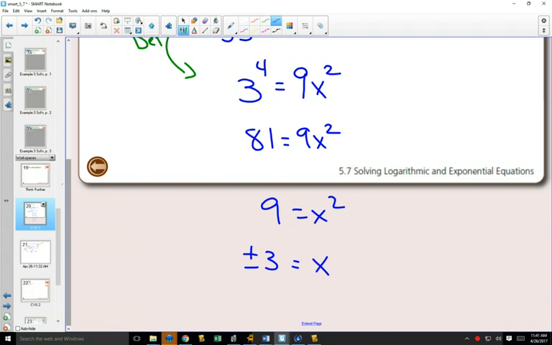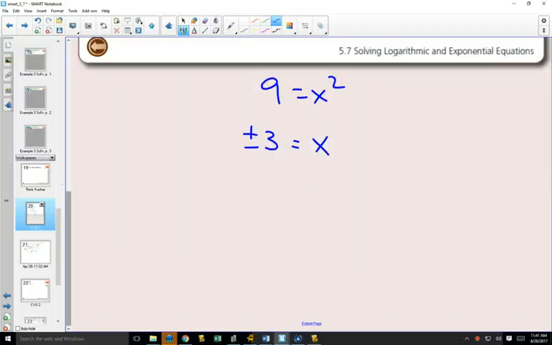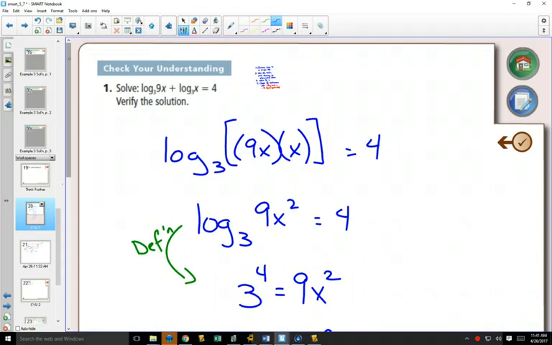Once you've gotten plus or minus 3, in logs you have to check. You have to go back to your original equation and plug in the number. You don't have to evaluate it to find out if it works. All we're going to do is check if it's a possibility. So when I check positive 3, I plug in positive 3.